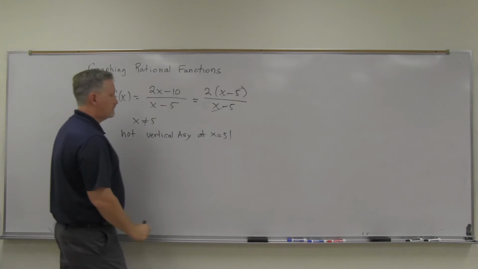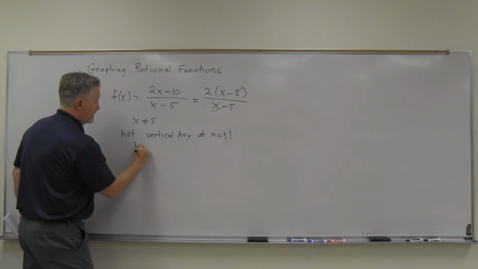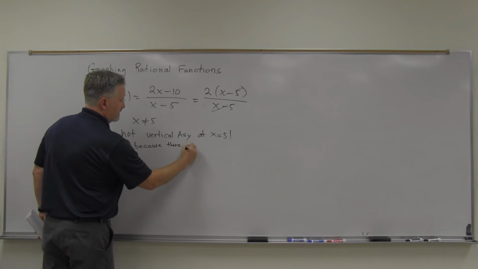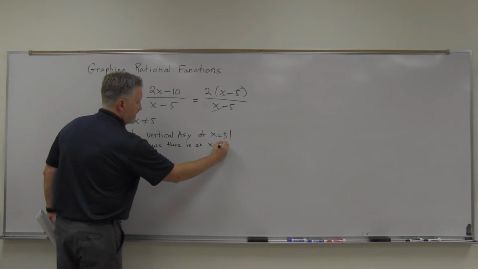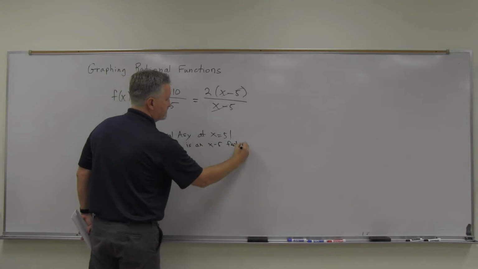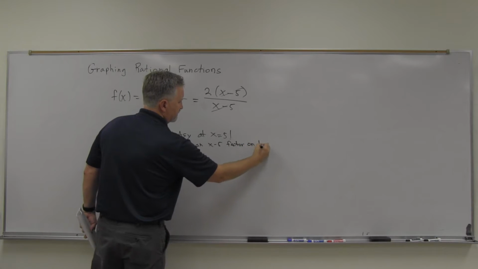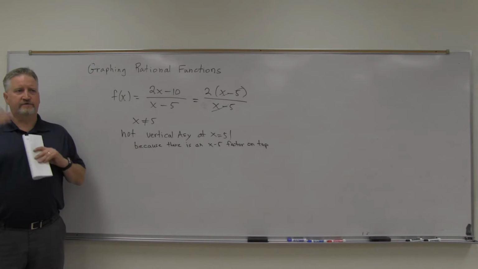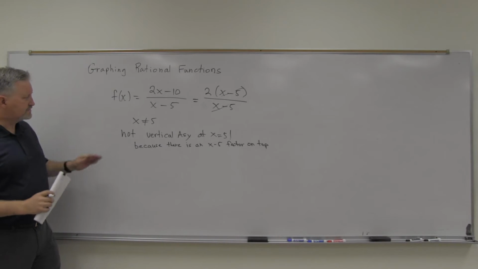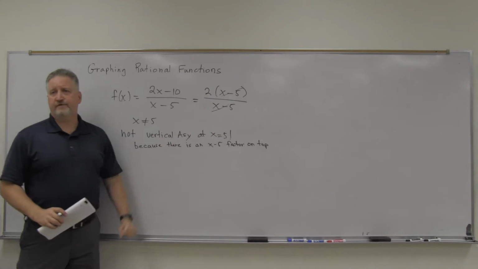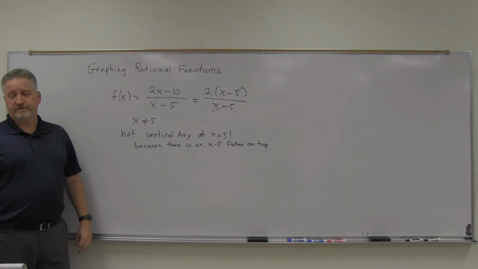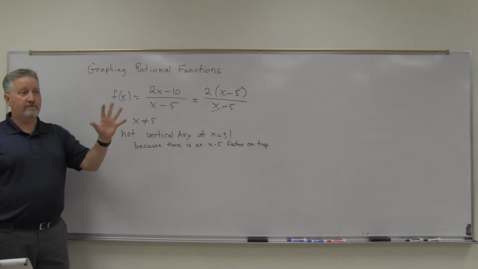And that's because there is an x minus 5 factor on top. On the previous ones, we didn't look at the factors on the top, but none of them had a common factor top and bottom. If you have a common factor top and bottom, you don't get a vertical asymptote at 5, or wherever the denominator makes 0.